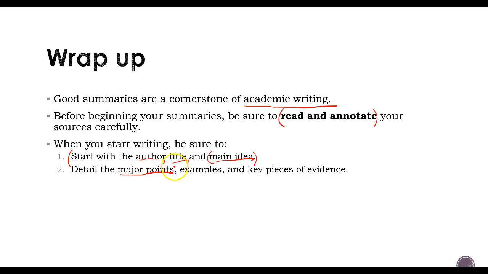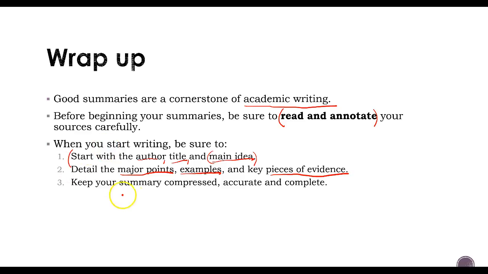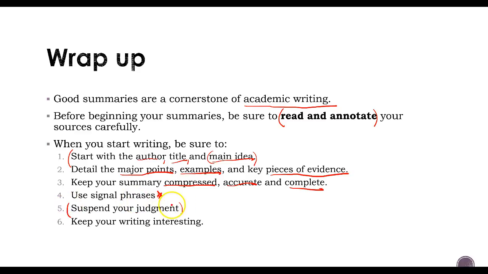Like how the author of the summary of Worcester talked about the different points she raised on the benefits of social networks and the cons of social networks. It also gives a few of her examples in the summary and some of the key evidence that she uses to explain the benefits of social networks and some of the problems. Also, you want to make sure you keep your summary compressed, like how that one was, but also accurate and complete. You want to make sure you use those signal phrases, constantly reference the author, and you want to suspend your judgment of the piece.